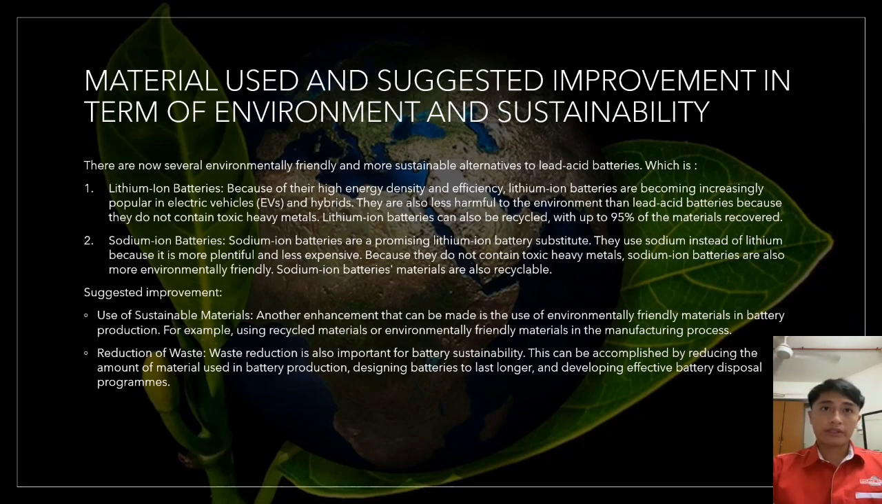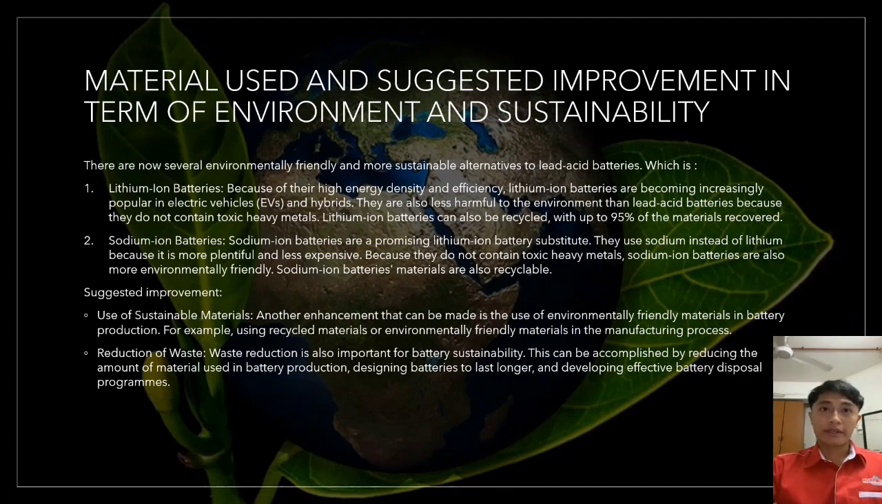Next, the sodium-ion batteries. Sodium-ion batteries are a promising substitute for lithium-ion batteries. They use sodium instead of lithium because it is more plentiful and less expensive. Because they do not contain toxic heavy metals, sodium-ion batteries are also more environmentally friendly. Sodium-ion batteries are also recyclable. And these are the suggested improvements.